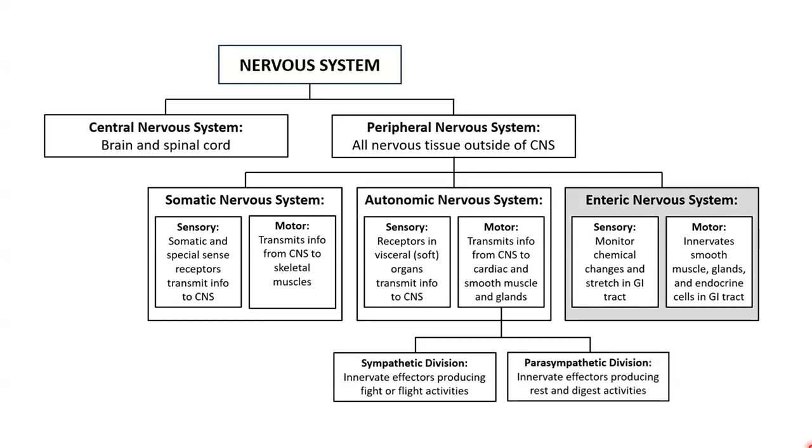The third division of the peripheral nervous system is the enteric nervous system. This system consists of receptors and sensory neurons that monitor chemical changes and the degree of stretch in the organs of the gastrointestinal tract, so the stomach and the intestines. And then the motor division, which is responsible for the contraction of smooth muscle, which moves our food forward through our gastrointestinal tract, and the secretion of glands and endocrine cells, which produce acids and hormones that aid in digestion.